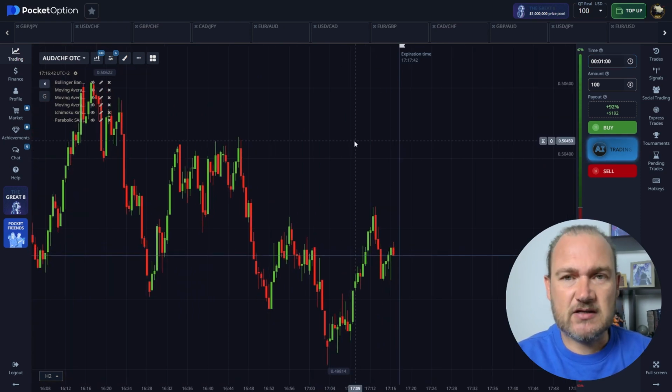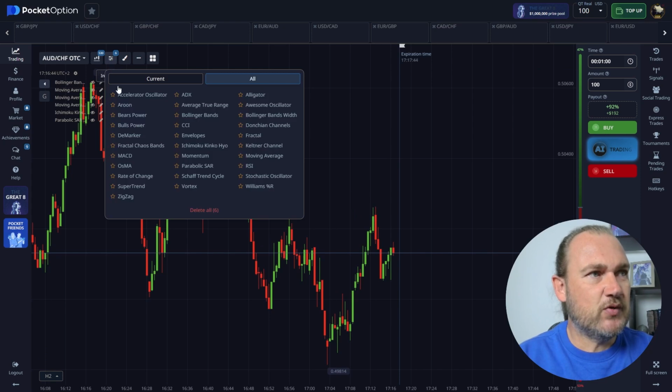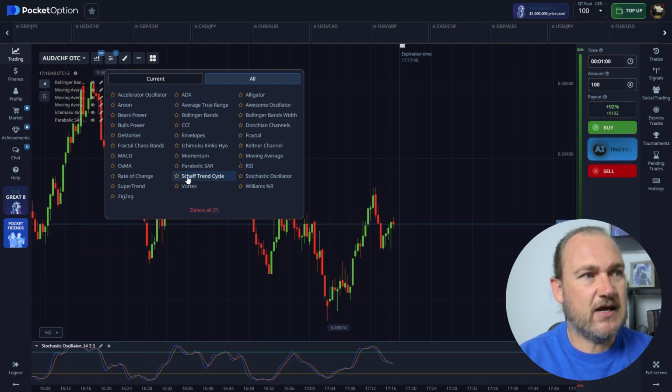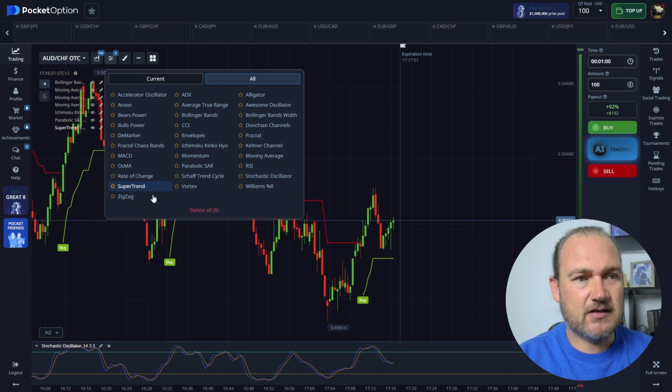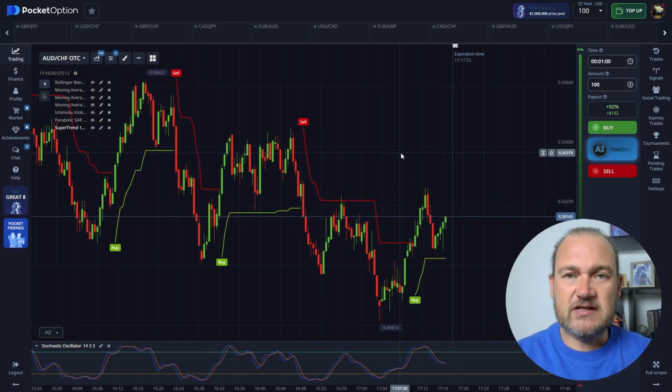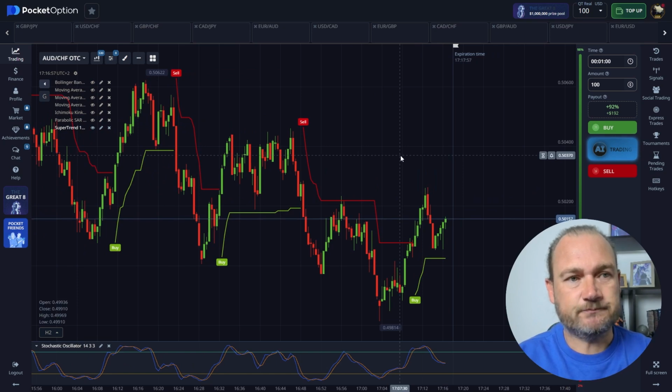Next up, we're going to add the indicators we're going to use today. We're going to be adding the Stochastic Oscillator and we're going to be adding the SuperTrend indicator. So this is what it looks like. We're going to leave these on default. We're not going to make any changes to them.